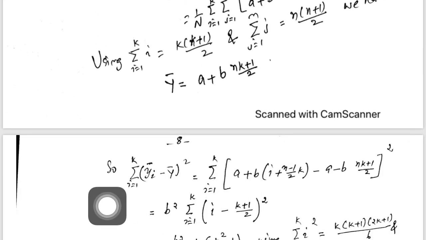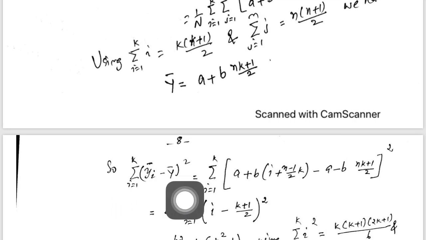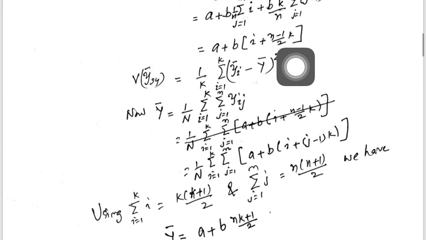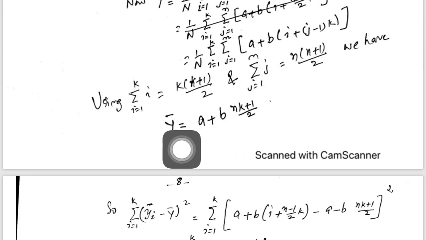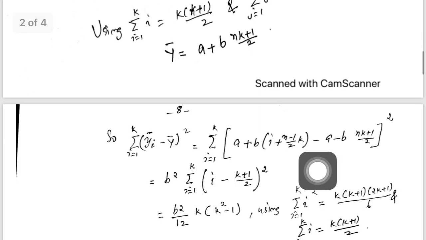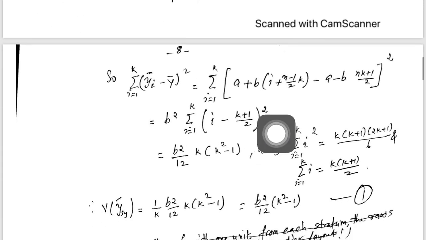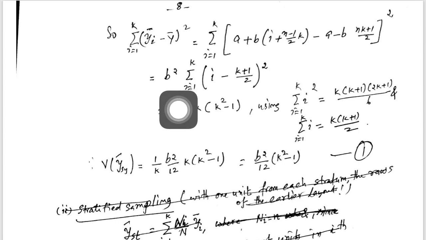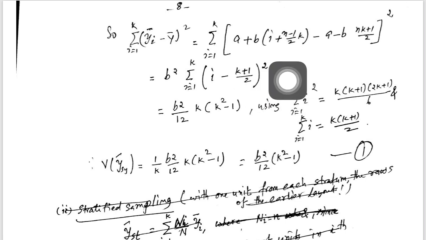And you can now find the summation over i equal to 1 to k of (y_i bar minus Y bar) the whole square. We have just found that y_i bar is equal to a + b(i + (n-1)/2), and capital Y bar is equal to a + b(nk+1)/2. So you can substitute and simplify, and on simplification you will see that it is equal to b square into the summation over i equal to 1 to k of (i minus (k+1)/2) the whole square.